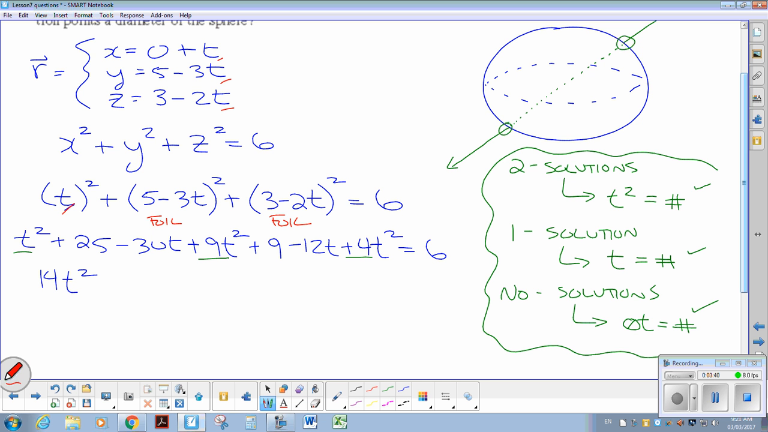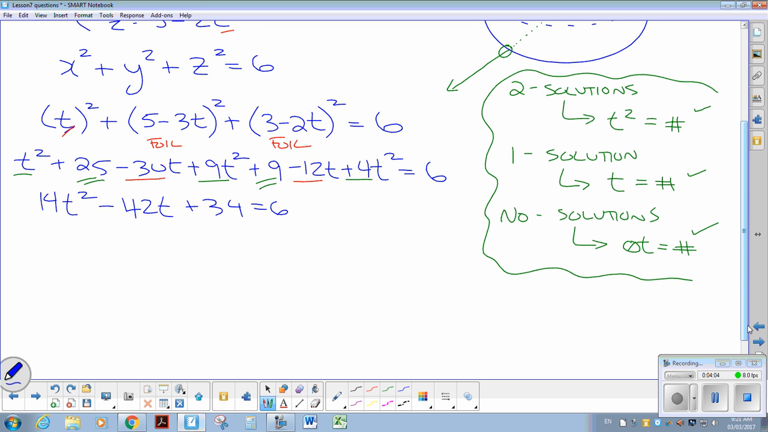Now the numbers, negative 30, negative 12, negative 42. And then constants, I got 25, plus 9, 34, that's it, plus 34 equals 6. I'm going to solve a quadratic. I have t squared, so it is a quadratic. I'm going to bring that 6 across, so that is going to be subtraction, which will bring me out to plus 28. That's equal to 0.